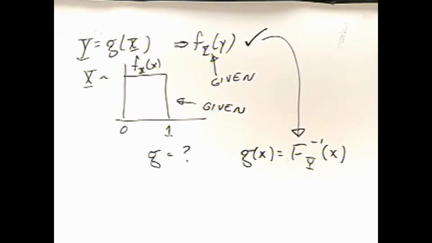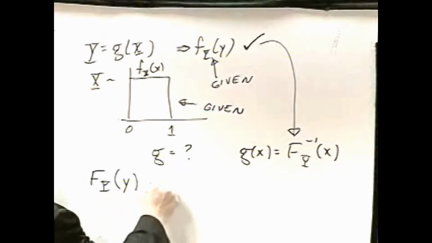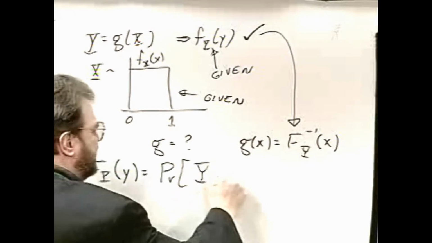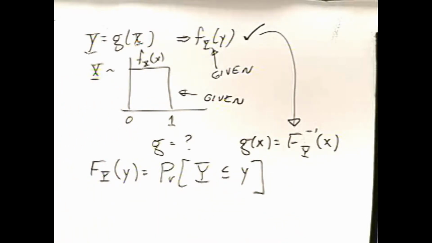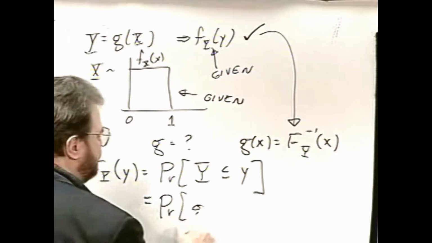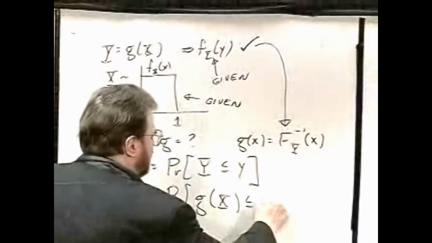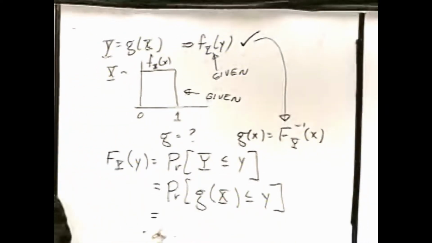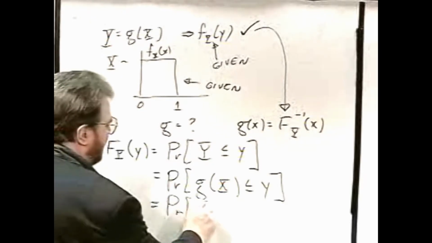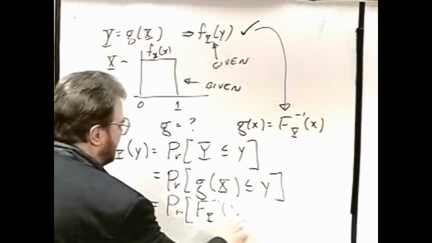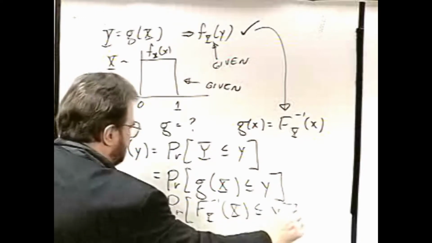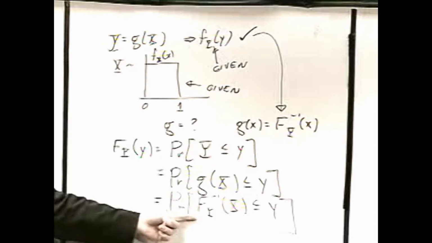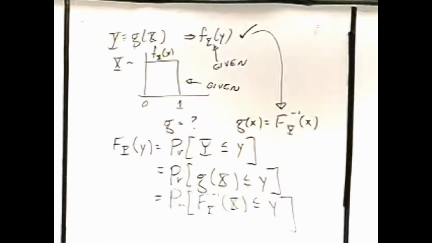And it actually makes a lot of sense. Let's look at the distribution function for y. That's equal to the probability that y is less than or equal to y. Well, what is y? Y is equal to g of x in general. And we're going to say that this is the probability that f sub y inverse of x is less than or equal to y, because this is the nonlinearity that we're choosing in order to effect this transformation.